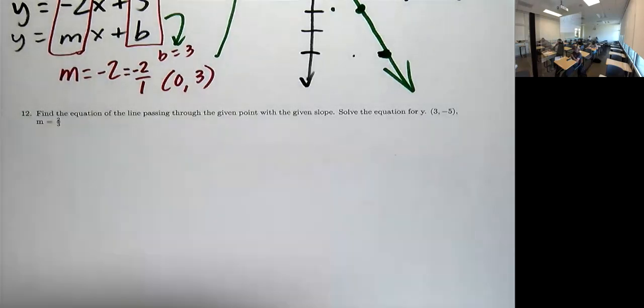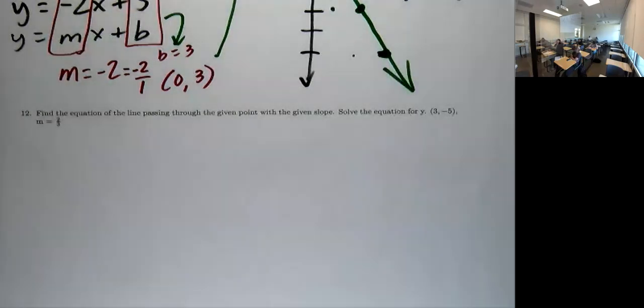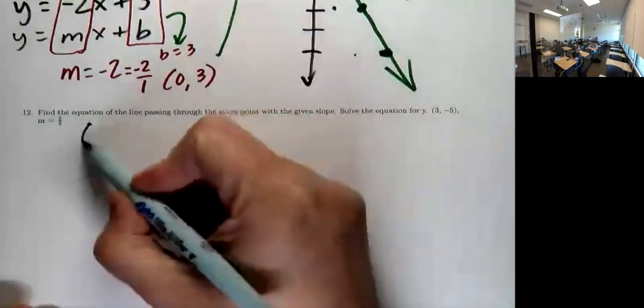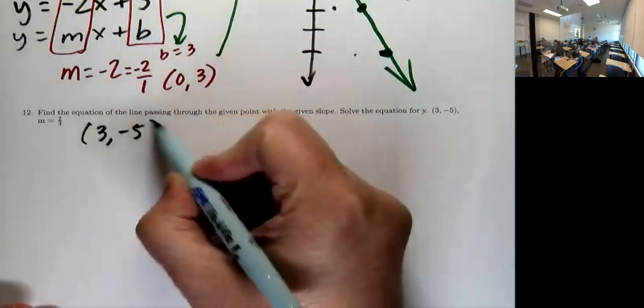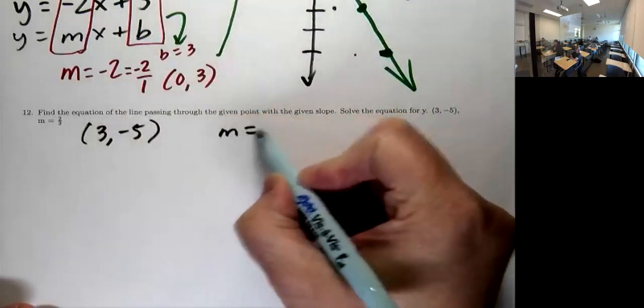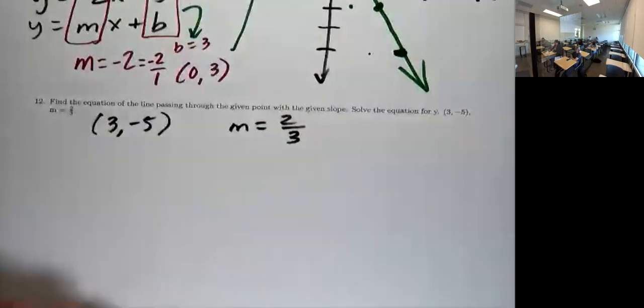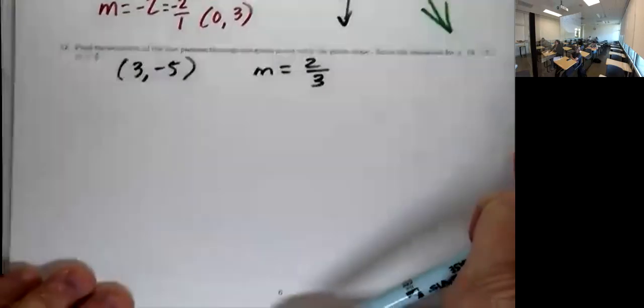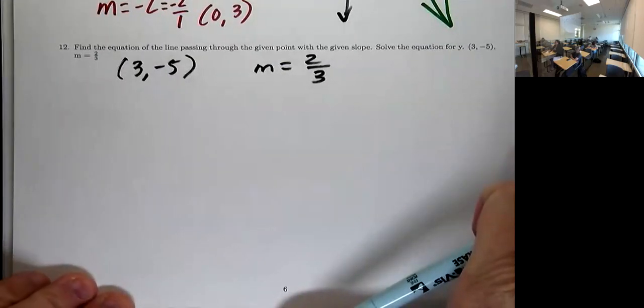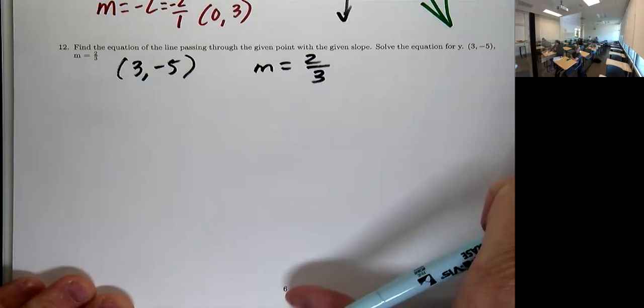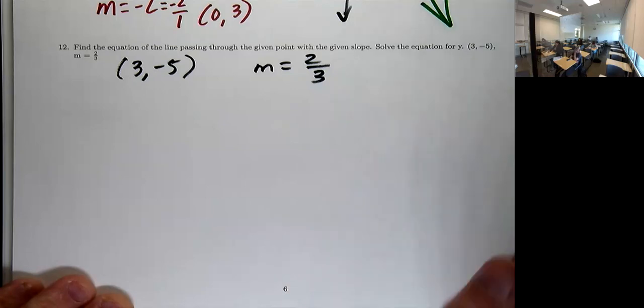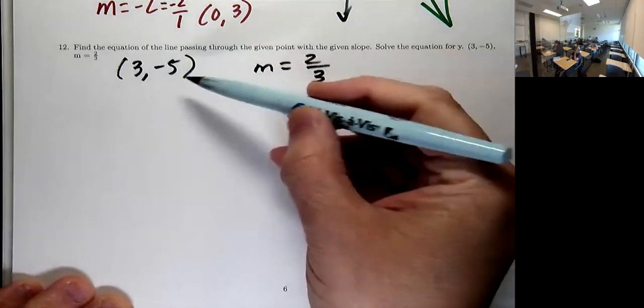Find the equation of the line passing through the given point with the given slope. So the given point is (3, -5) and the slope is 2/3. I'm drawing a little bit bigger for Ariana to see. All you really need is a point and a slope. You either need 2 points or the slope. I don't even need the y-intercept.